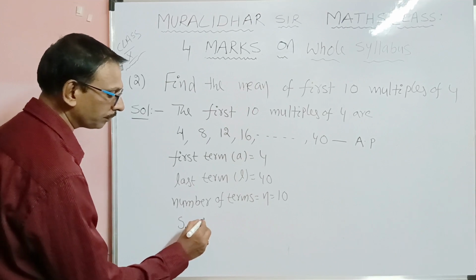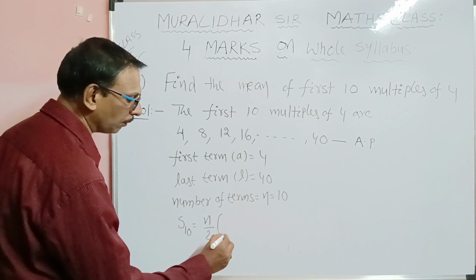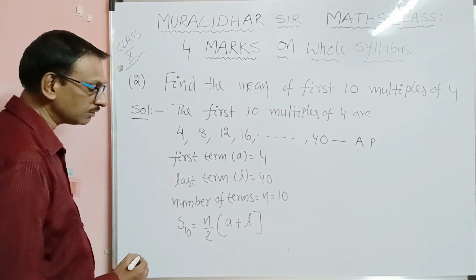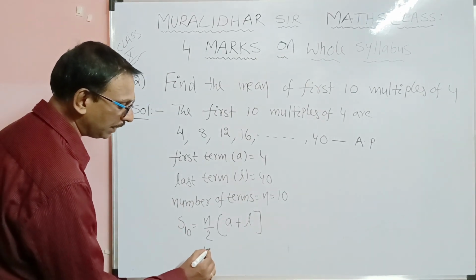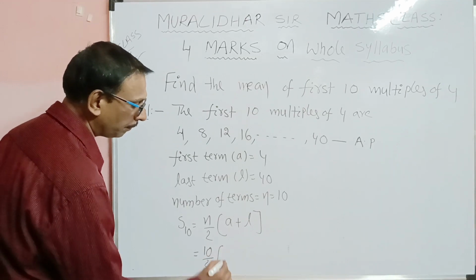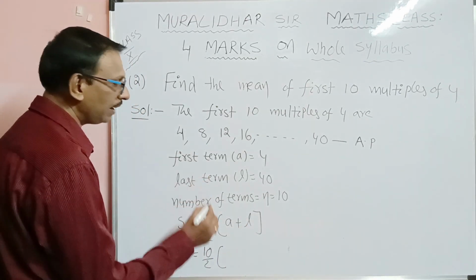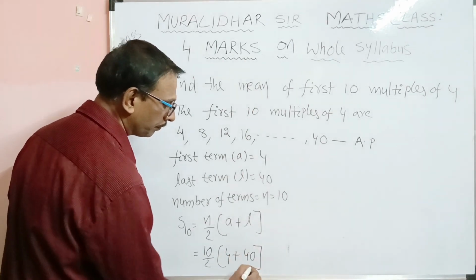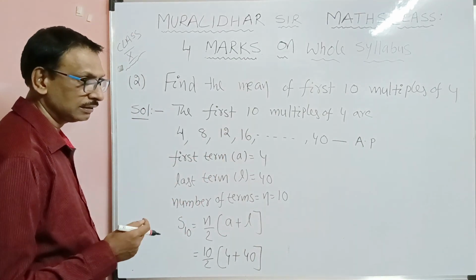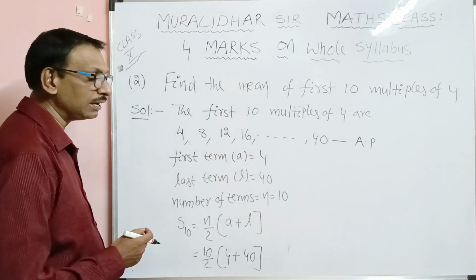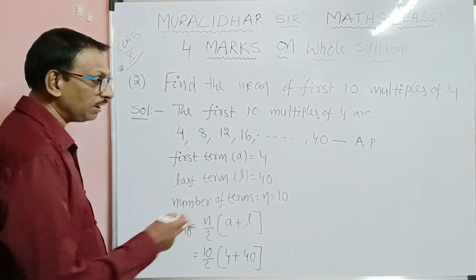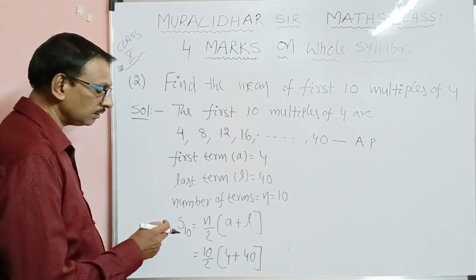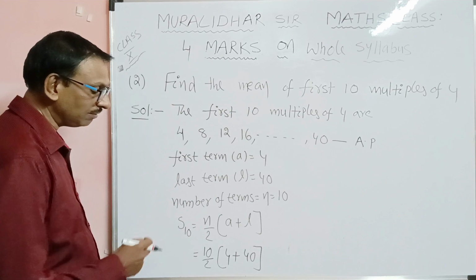The formula is n by 2 into a plus l. ఇక్కడ n వాల్యూ 10 తీసేసుకున్నాం కాబట్టి 10 by 2 into a plus l. A means first term, l means last term. It is a finite series. We are calculating the sum of the n terms of the series, n by 2 into a plus l. Here first 10 multiples summation we are calculating, that's why the n value is 10.